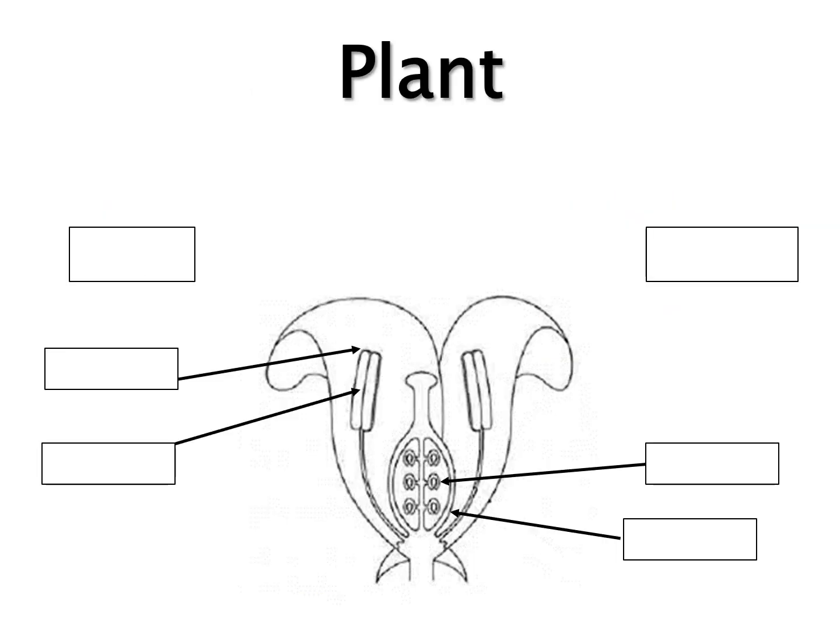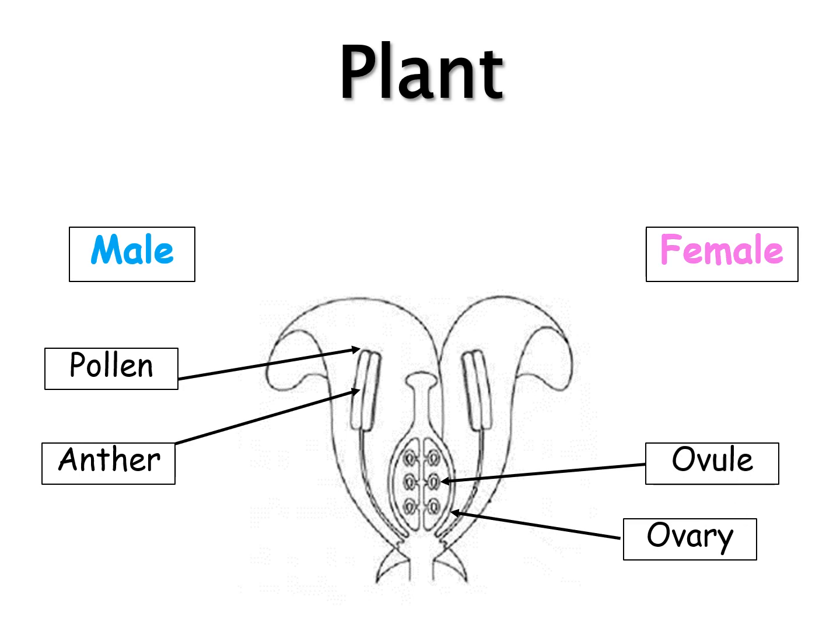In this diagram, you can see labelled the male and female gamete, as well as where they are produced. So we have the male gamete and the female gamete. The male gamete is produced in the anther, and the female gamete is produced in the ovary. The male gamete produced in the anther is called pollen, and the female gamete produced in the ovary is called ovule.